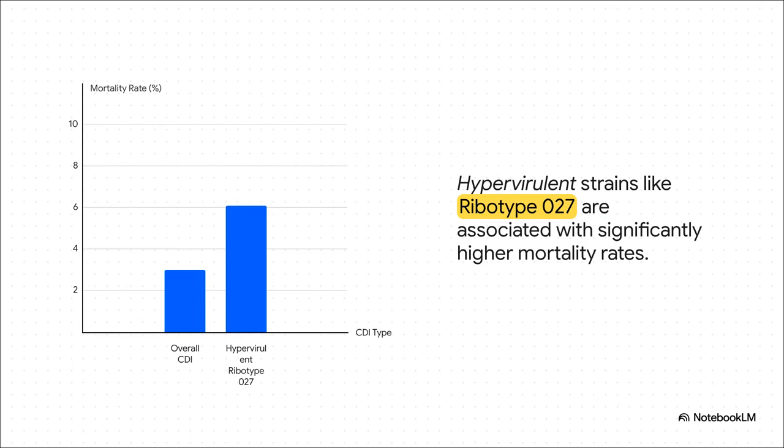This comparison starkly highlights the increased danger posed by certain strains. Hypervirulent strains, like the notorious ribotype 027, are associated with a significantly higher mortality rate. It's a potent reminder of why strain typing is so important in outbreak investigation.